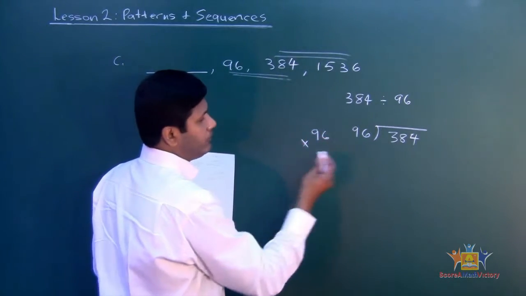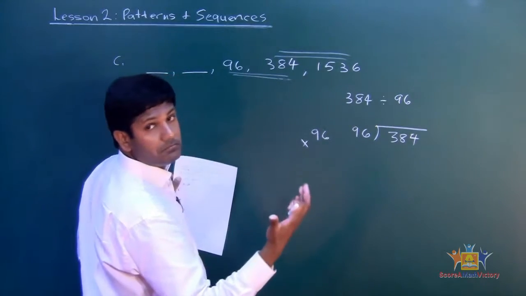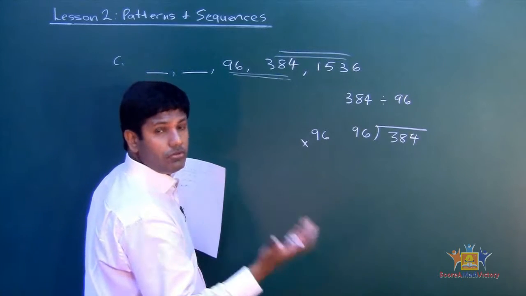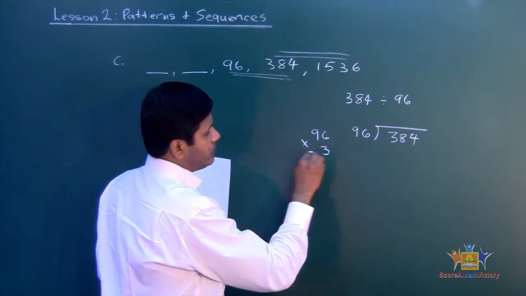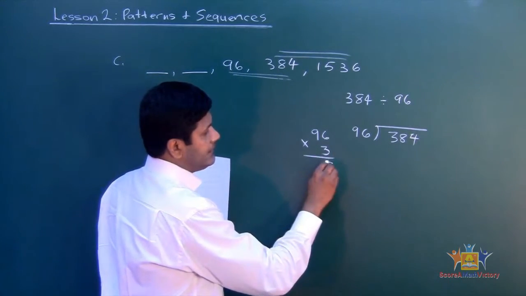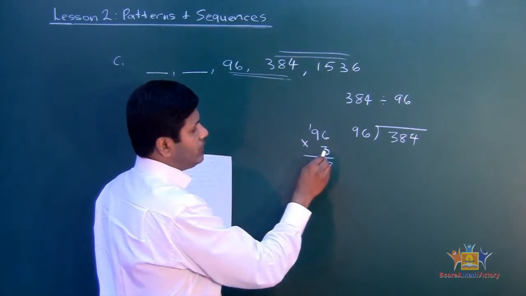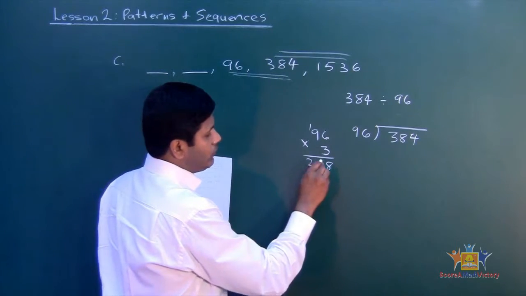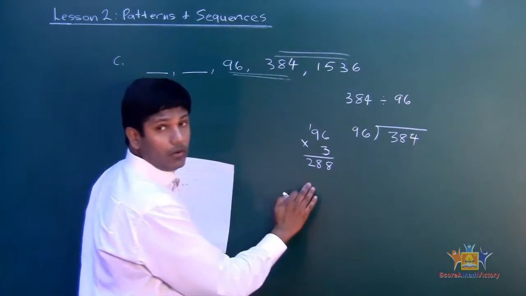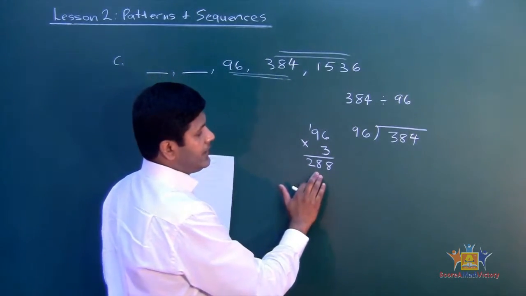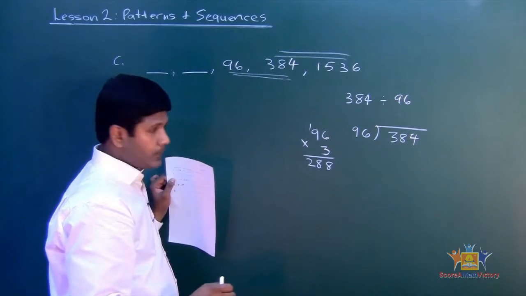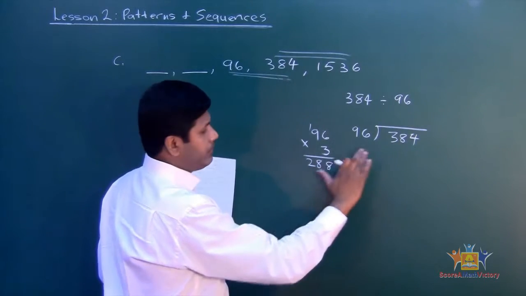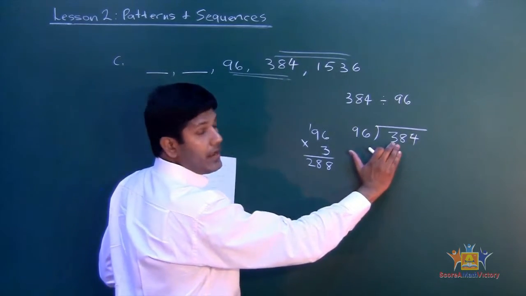Let's say, for example, maybe 5. Let's try 5. Well, 5 will be too big. How about 3? Let's try with 3. 3 times 6 is 18. Carry 1. 3 times 9 is 27. 27 plus 1 is 28. Looks like we still have a long way to go. See that? This is 288. So it looks like we can add one more, because this is 288 and that one is 384.